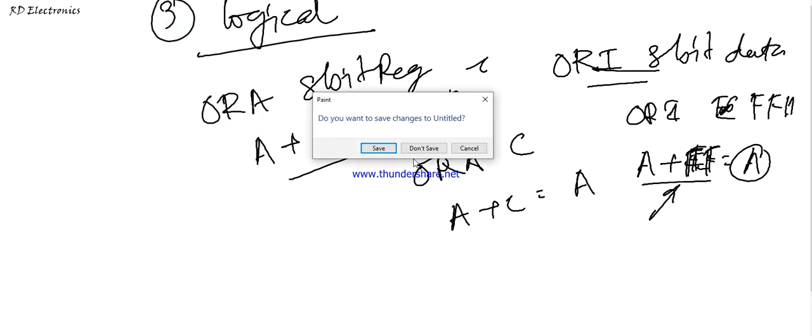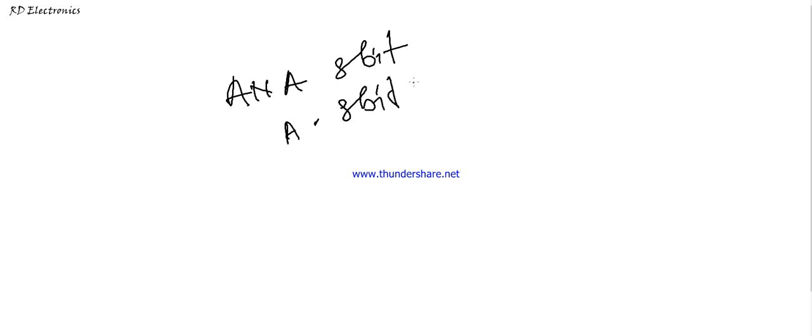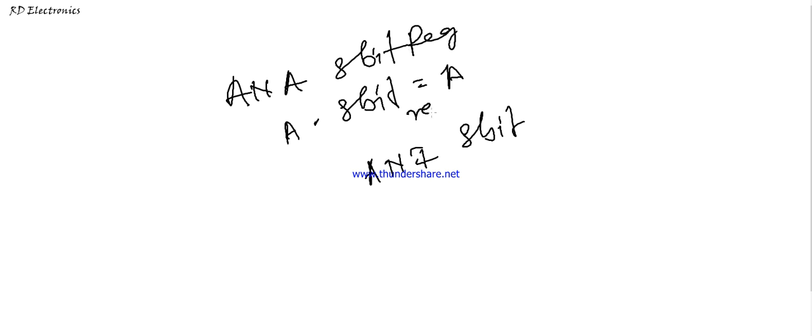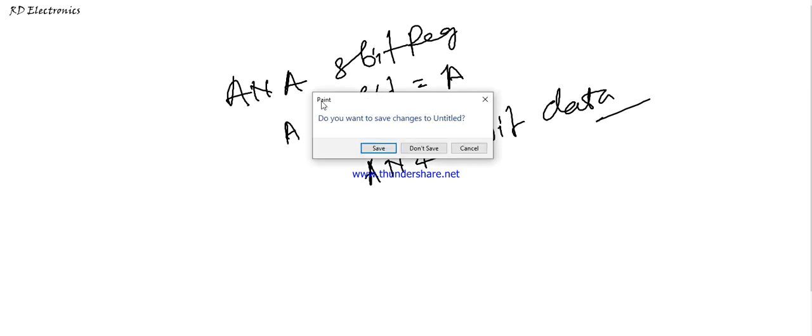Similar to OR, there also exists ANA. ANA means AND operation performed. If ANA with an 8-bit register, that means AND operation is performed on the accumulator with this 8-bit register, and the result is stored in the accumulator. Next, ANI. ANI means AND operation immediate with the 8-bit data. This one is a register, and this is data, not a register. So this is an instruction.